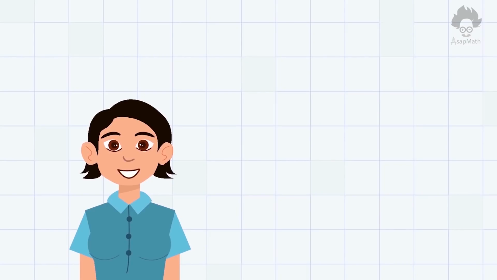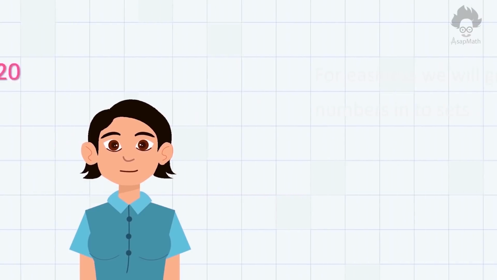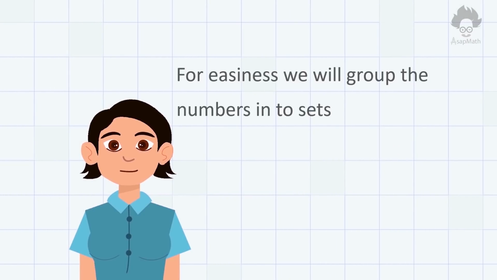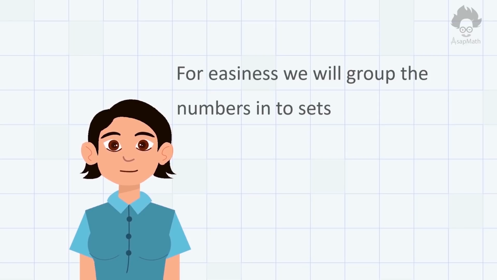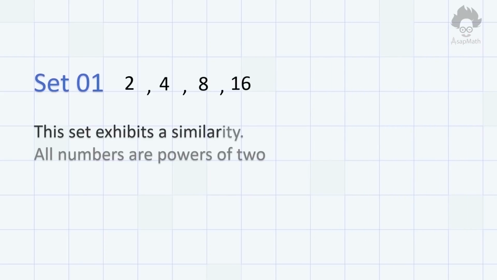Hello everyone, in this video we are going to talk about divisibility rules of numbers between 2 and 20. For easiness, we will group the numbers into different sets. Set 1 consists of numbers 2, 4, 8 and 16. This set exhibits a similarity. All numbers are powers of 2.